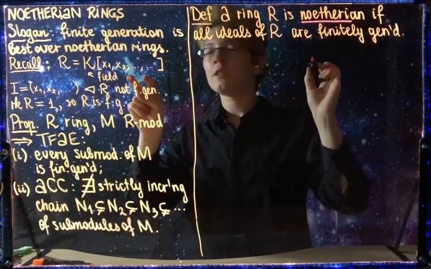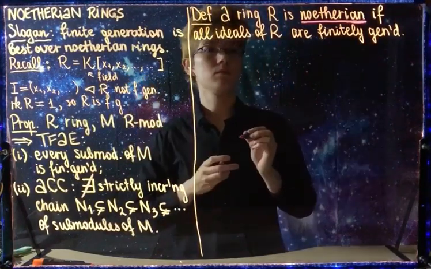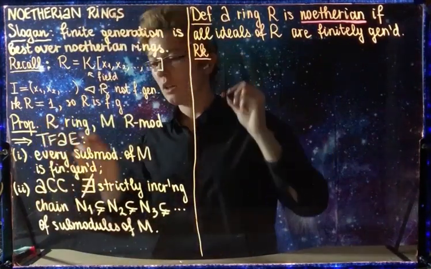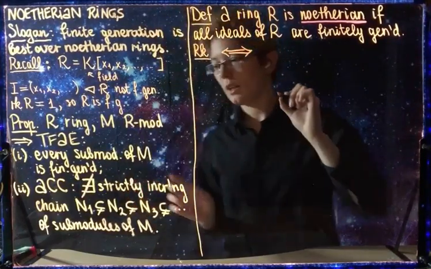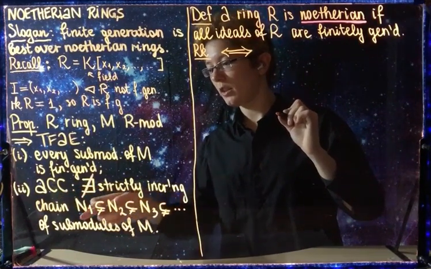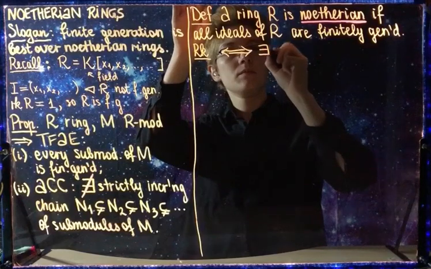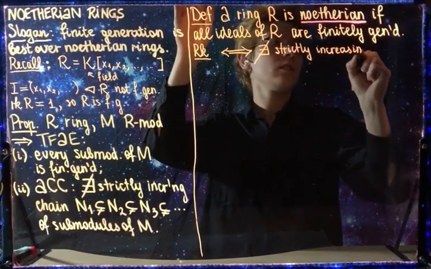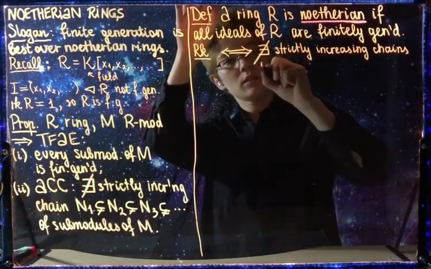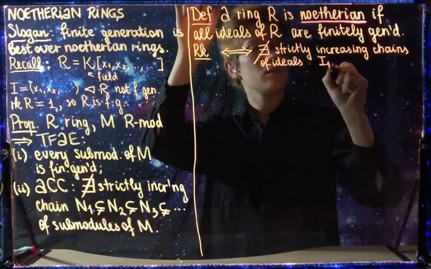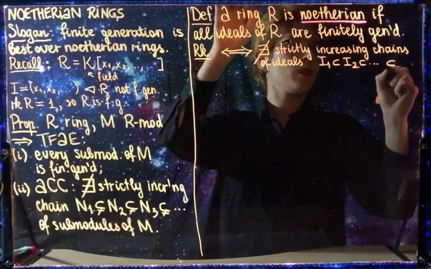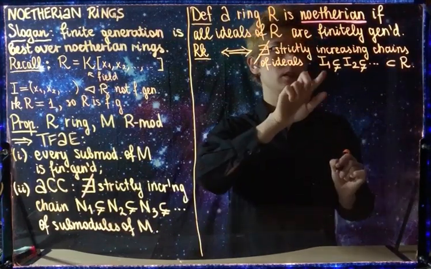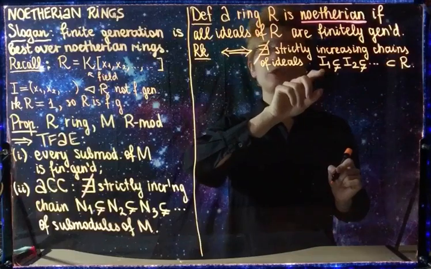So this is an example of a non-Noetherian ring. By proposition, it is equivalent to saying that there are no strictly increasing chains of ideals I1, I2, etc. of R. Now we do not assume that they are principal. They can be generated by multiple elements.